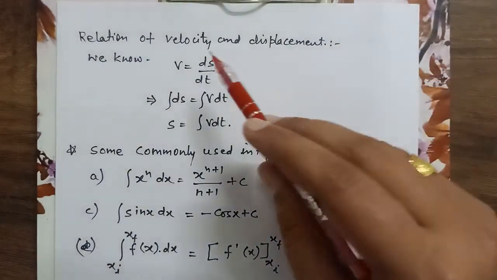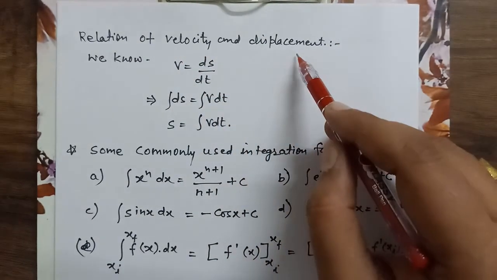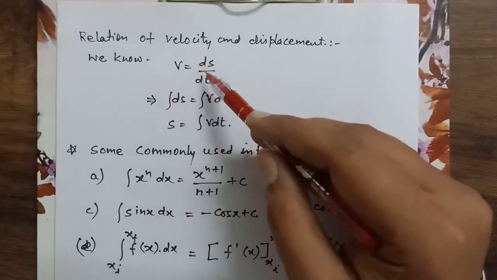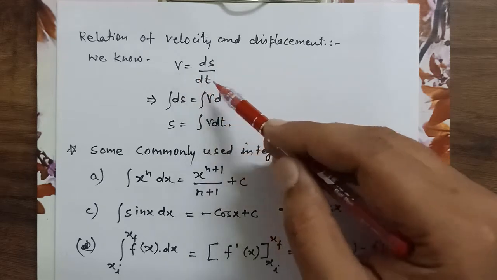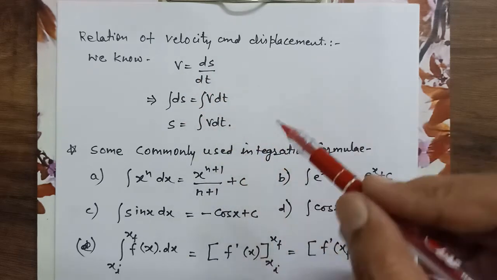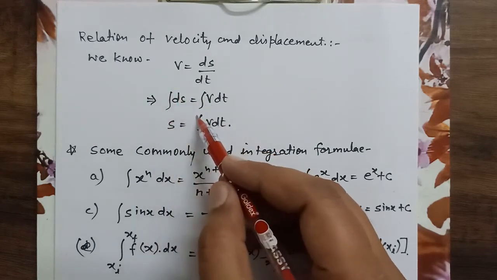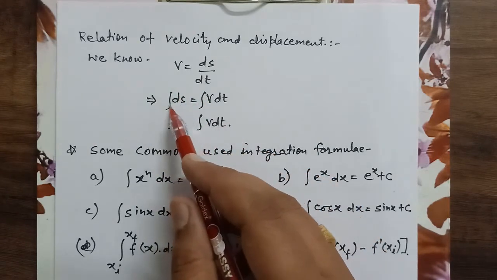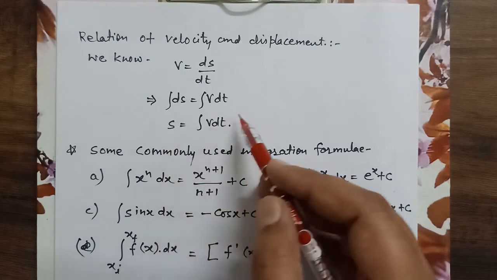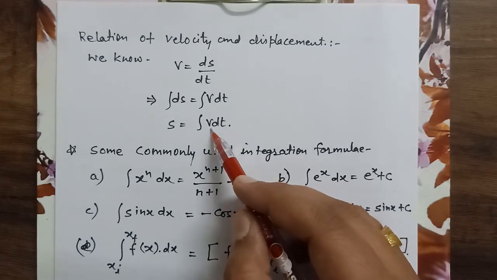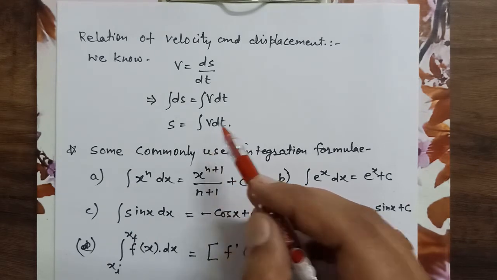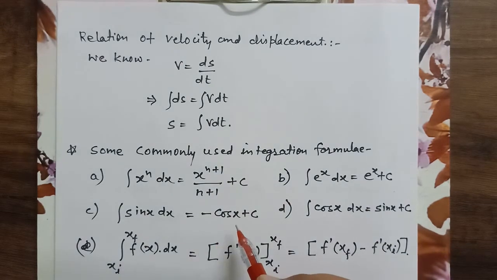Now in continuation, the relation of velocity and displacement, we know that v equals ds by dt. We will try to find out displacement. So cross multiplying, ds equals v dt. This is the symbol for integration. So integration of ds is s, and this expression we took as it is. It means the velocity is a function of time. That we will place for you by using integration formula. Same like differentiation, here we are using some integration formula.